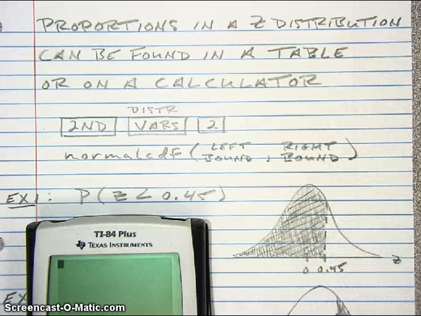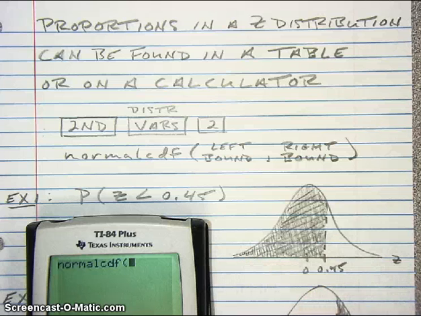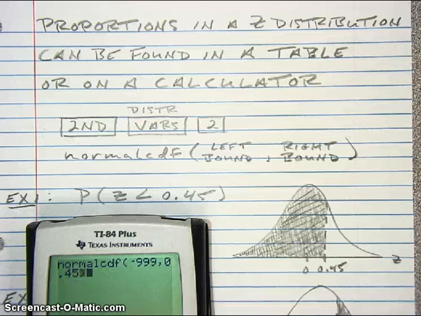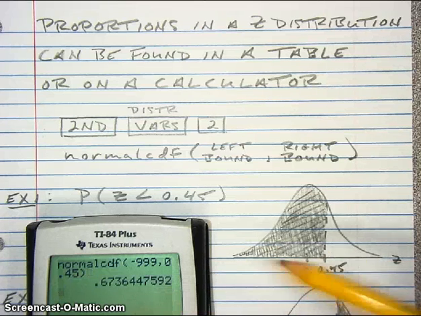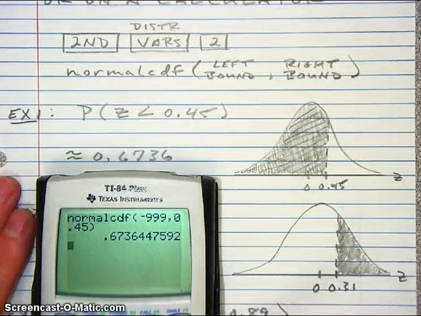Now, if you do this on the calculator, you go second vars and you pull up normal CDF, and then you have to put in a left bound. Well, the left bound technically is negative infinity for this distribution, and you can't use that because your calculator can't handle a number like that. But you could use a number like negative 999, or any fairly large negative number would work, and then put in your right bound 0.45. And when you press enter, it will give you that proportion right there that's illustrated, and that is 0.6736.